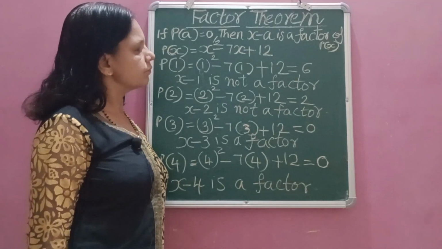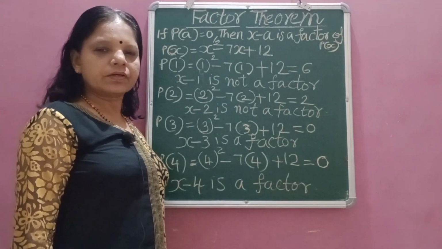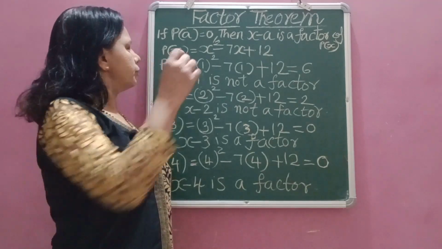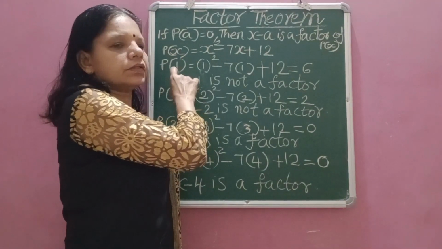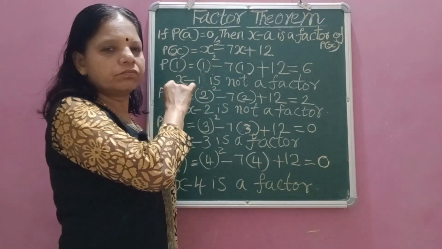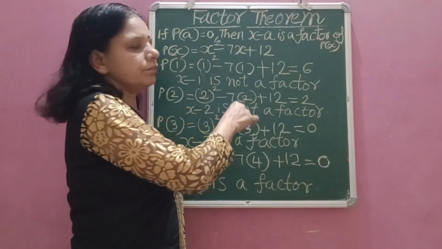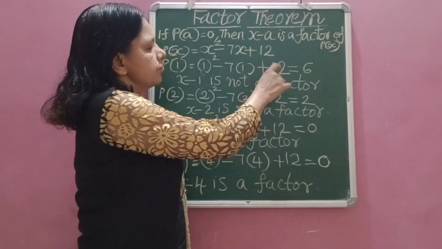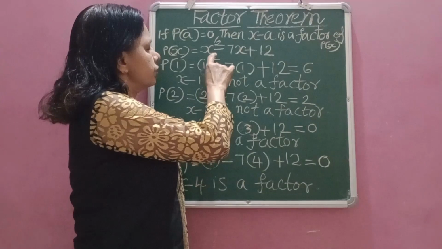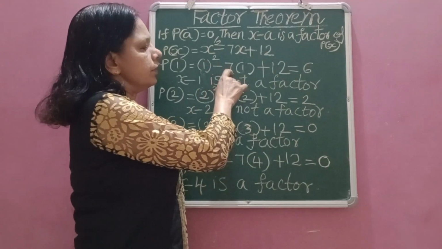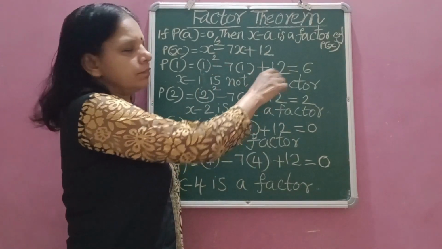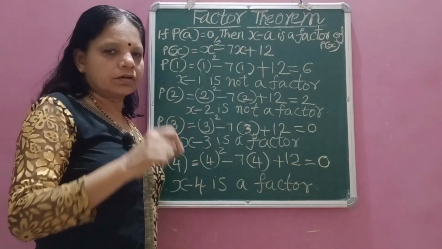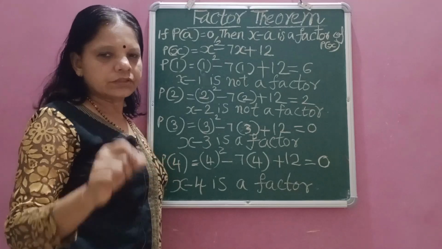So to test x minus 1 is a factor, what you have to find? P of 1. So P of 1 how to find? Substitute x is equal to 1. 1 square minus 7 into 1 plus 12. 1 square is 1, 1 minus 7 is minus 6, plus 12, 6. So remainder is not equal to 0.